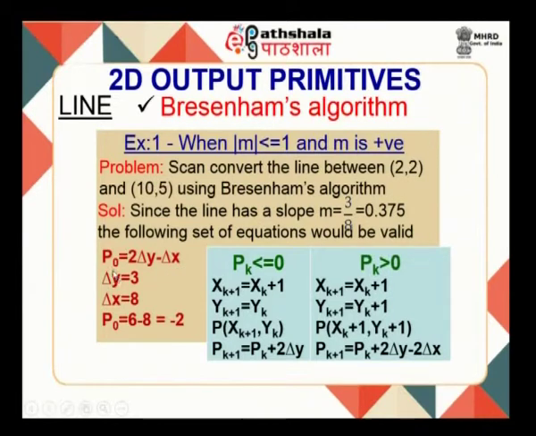So, the first step is to compute the initial decision parameter. We call this P naught, because P naught is used later for the next decision parameters. P naught is the first decision parameter, which is 2 del y minus del x. So, del y is 3 and del x is 8, and P naught is minus 2. That means the first decision parameter is negative.